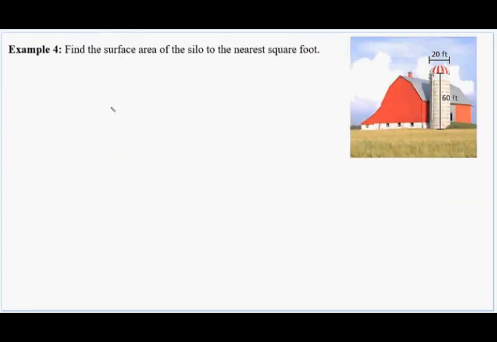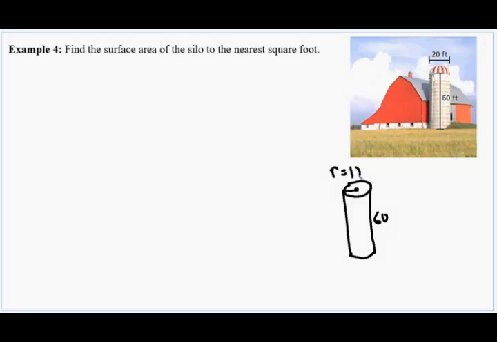All right, and I think this is our last example. Surface area of a silo to the nearest square foot. I'm going to draw some more pictures down here below. So here's our Pringles can, our cylinder, and that has a height of 60. In the picture, we can see the diameter is 20.